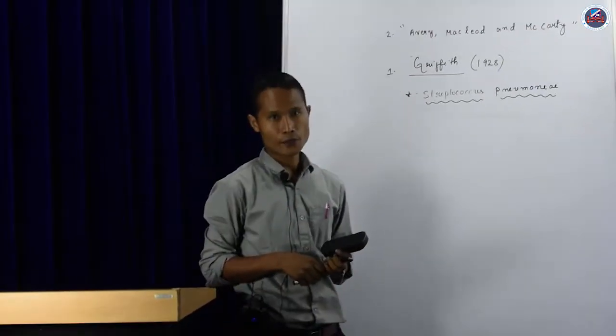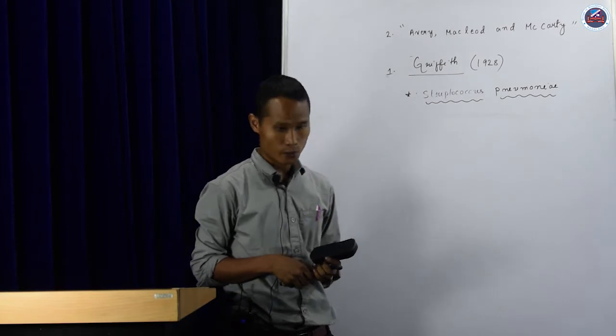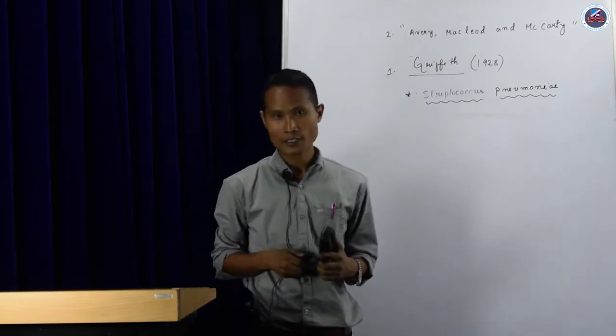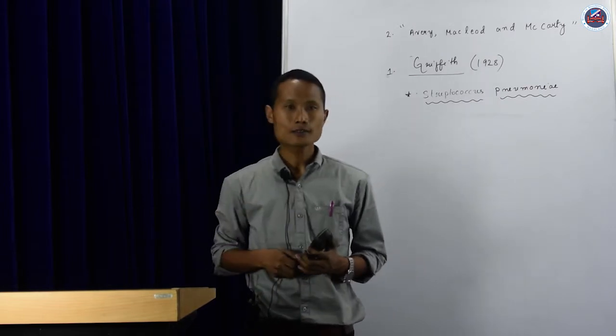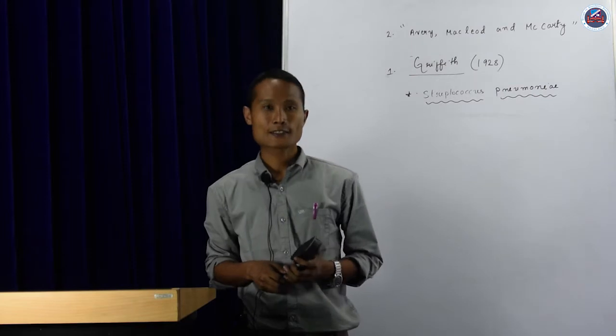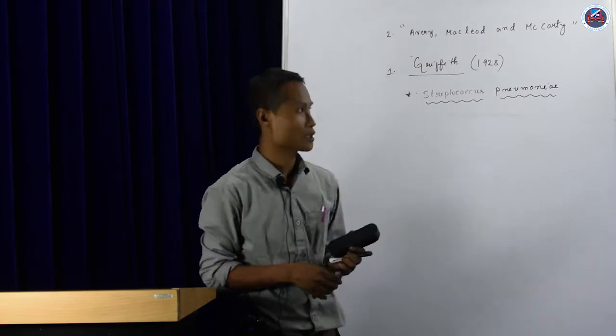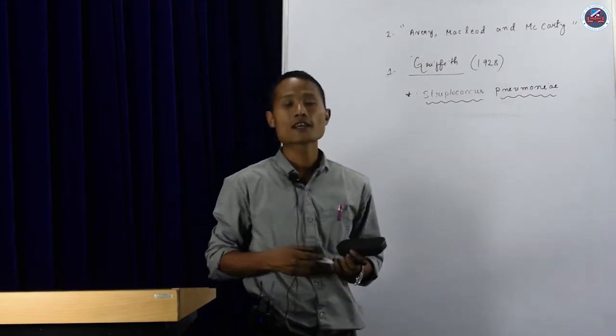In the previous class, we discussed the process of replication. Now, we're going to study some of the experiments that prove that DNA is the genetic material. The first experiment that we're going to discuss is the Griffith experiment. It was Frederick Griffith who performed the experiment in 1928.